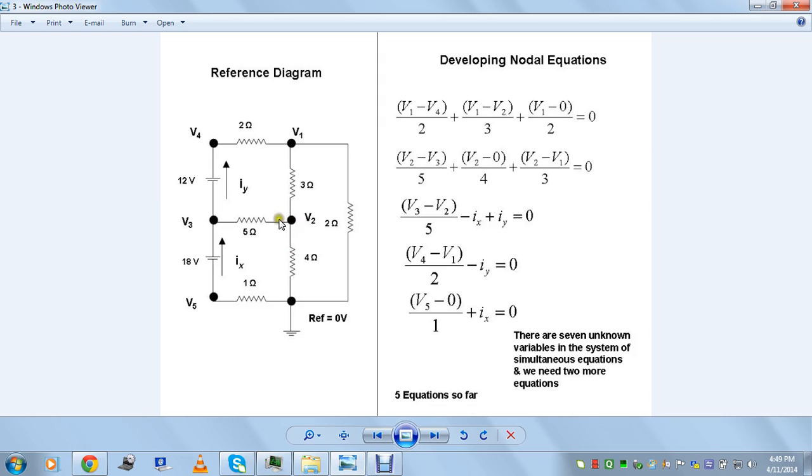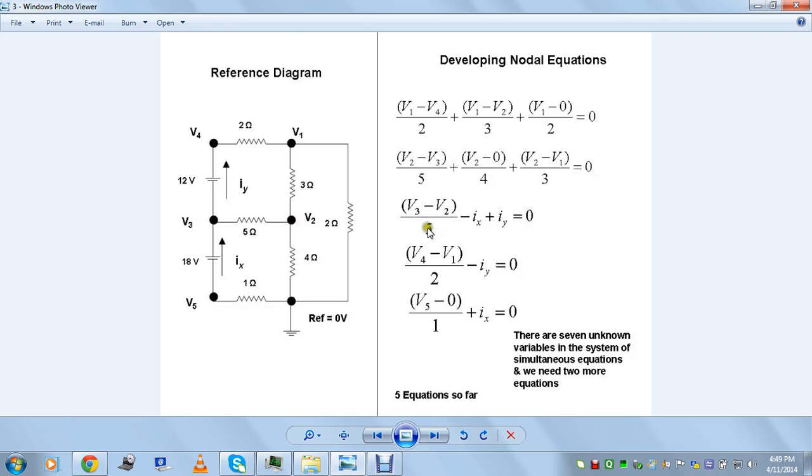We have three currents. The first current is V2 minus V1 divided by 3, which you see here. The second current is V2 minus 0 divided by 4, and this is V2 minus V3 divided by 5. So this is V2 minus V3 divided by 5. Now these all three currents summed up equal to 0.